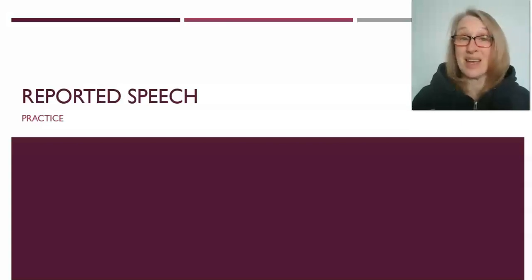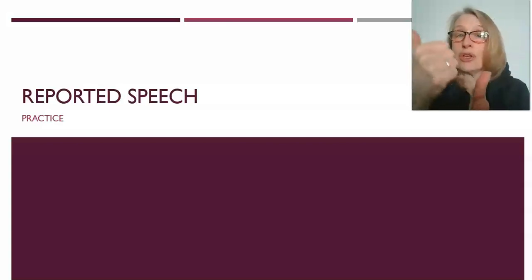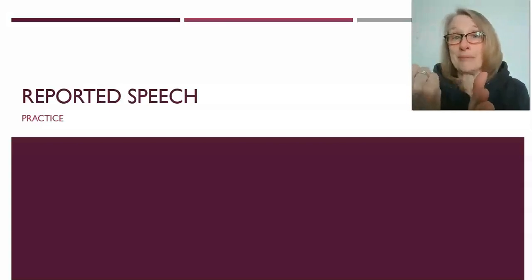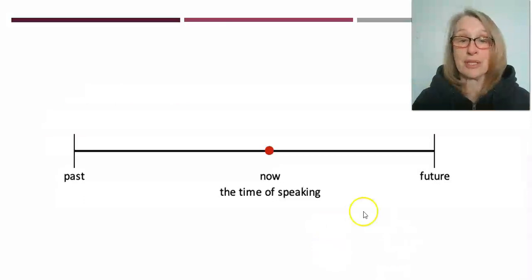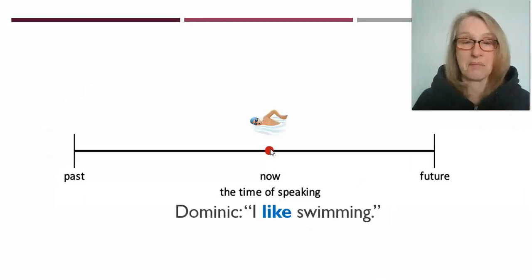Obviously, what they said is not current. It's not something that they're saying right now. So when you report this, when you tell other people what they said, you have to move your verb tense one back. So for example, if you're listening to somebody now and they say, "I like swimming." That's the present tense. That's something that's true all the time.